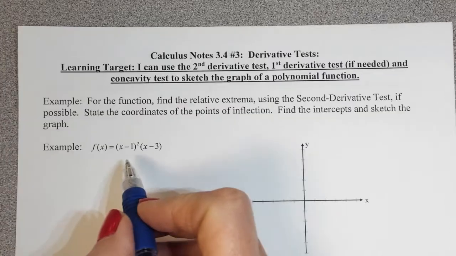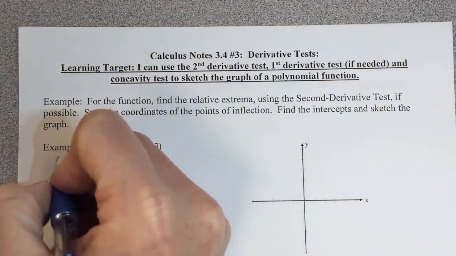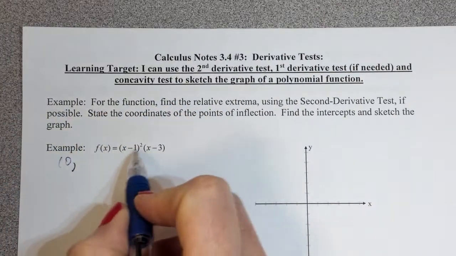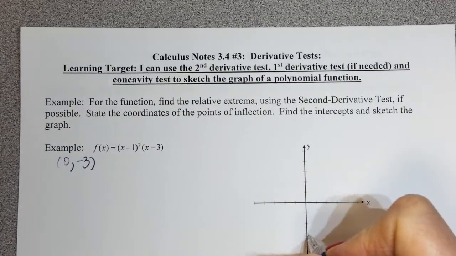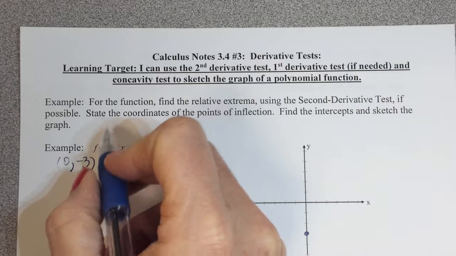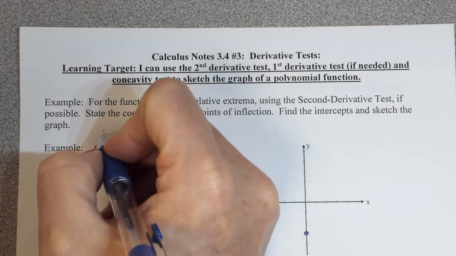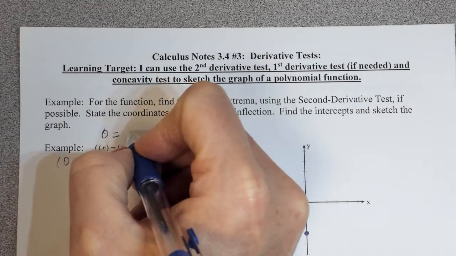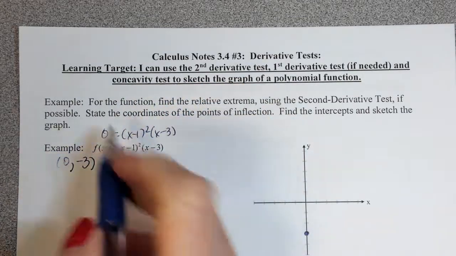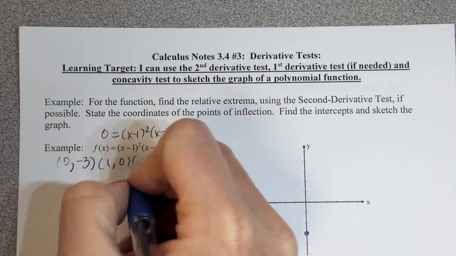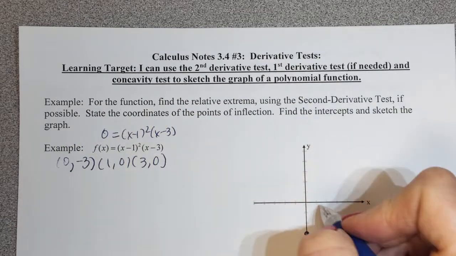All right, so the first thing we can look for are the intercepts. If I plug in 0 for x, I'm going to get -3 for y. So (0, -3), we've got that. Let's go ahead and find the x-intercepts. Plug in 0 for y and solve for x. Well, that's going to be (1, 0) and (3, 0).